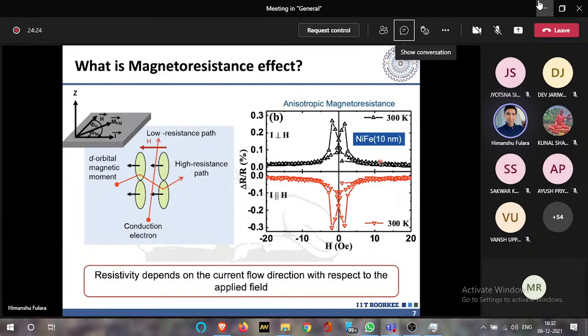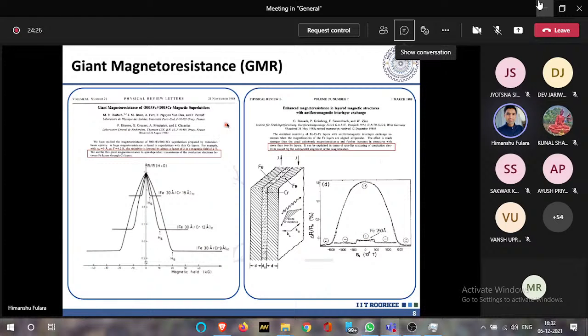Now what happened in 1988 and the consecutive year, 1989. These are the two papers which were published during this time, and they are basically revolutionary papers, because they are the basis for the entire revolution you have witnessed over the last 20 years. And why I'm saying this, I will tell you.